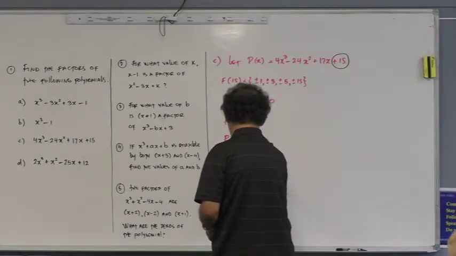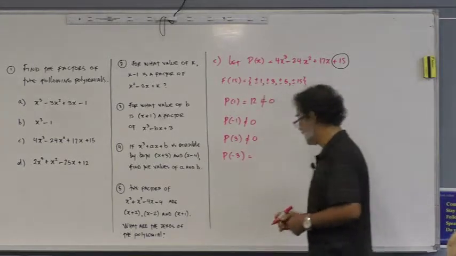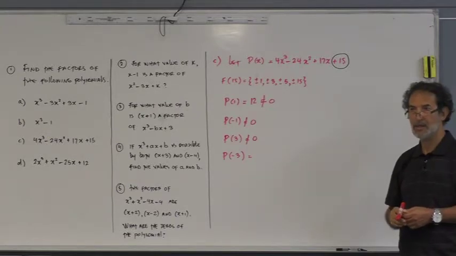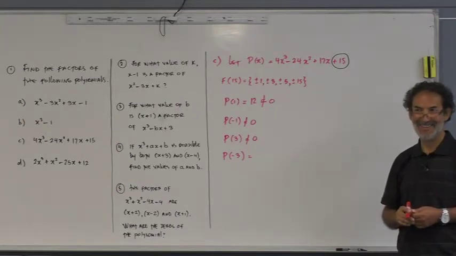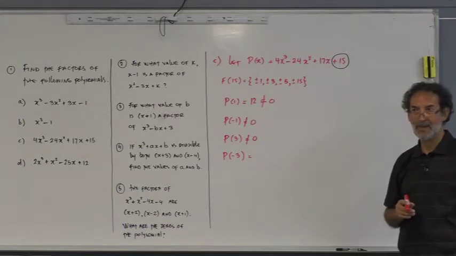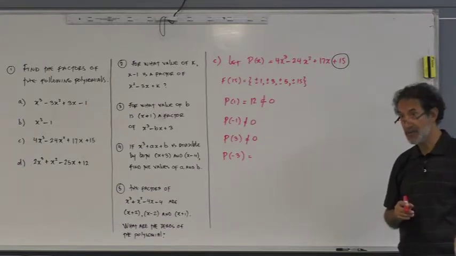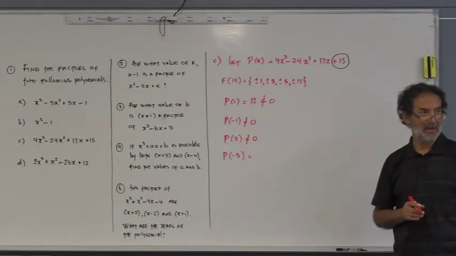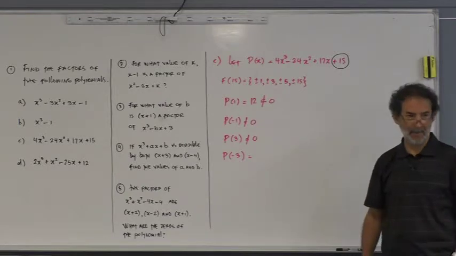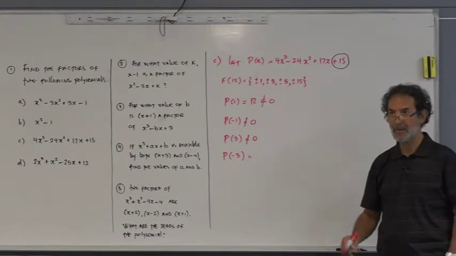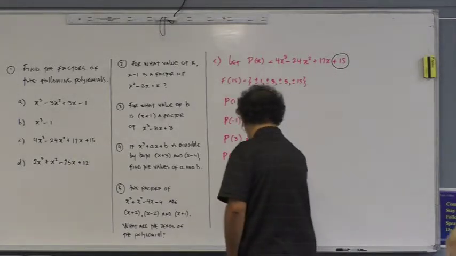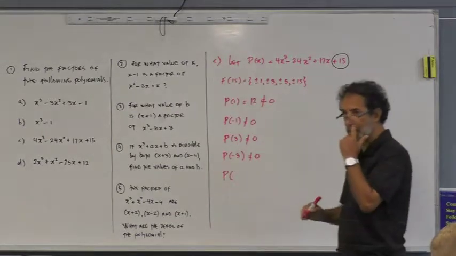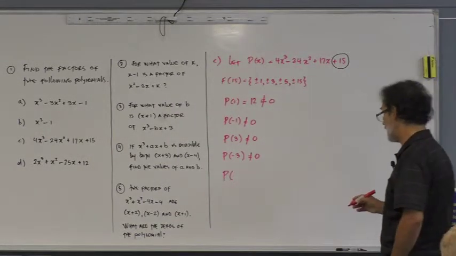Okay, P of negative 3. Check the negative 3 now. Is that for negative 3? Someone else has not finished that. I got 72 for that one. Well, it's still not 0. So that's it. You can see sometimes you can find the number straight away, sometimes it's not that easy.